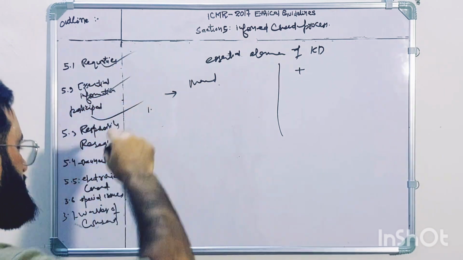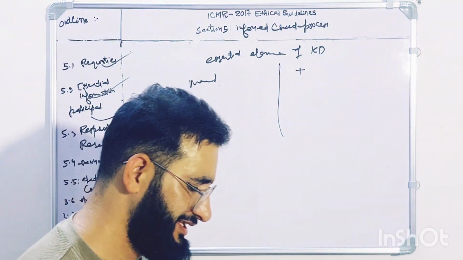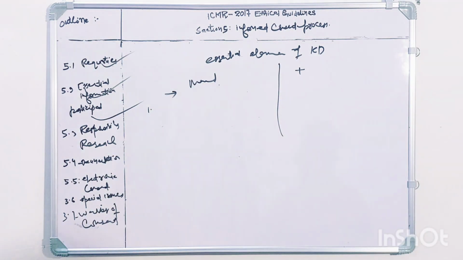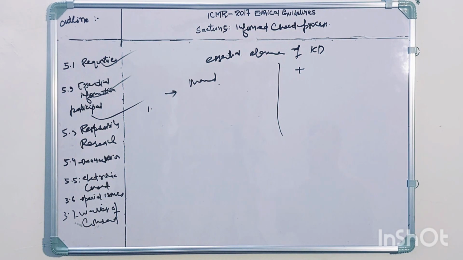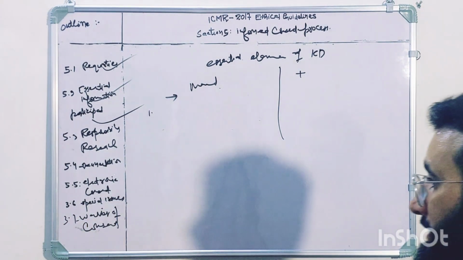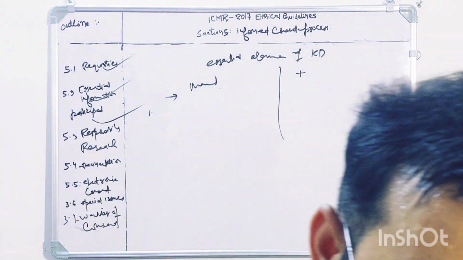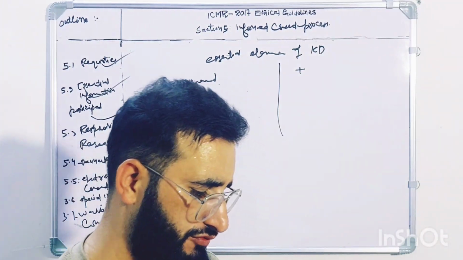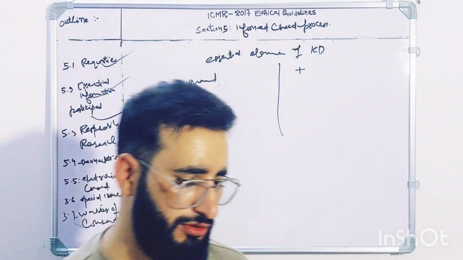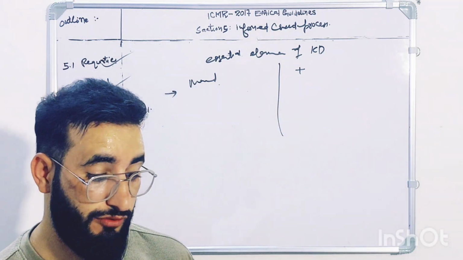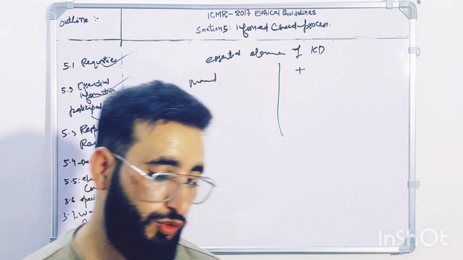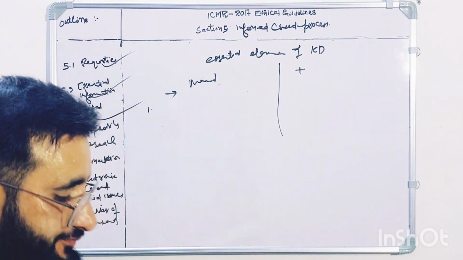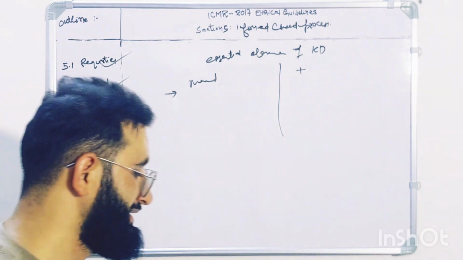So then, the responsibility of a researcher. Next is about the responsibility of research. The responsibility of research is simple: first, we have to take ethical approval, ethical committee approved consent forms. So we have to use the consent form.